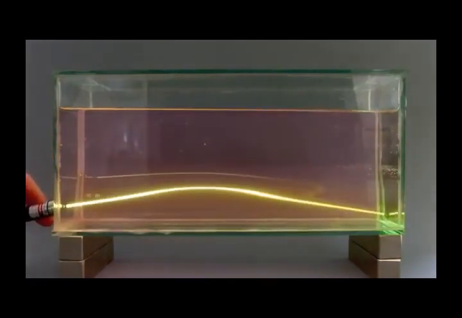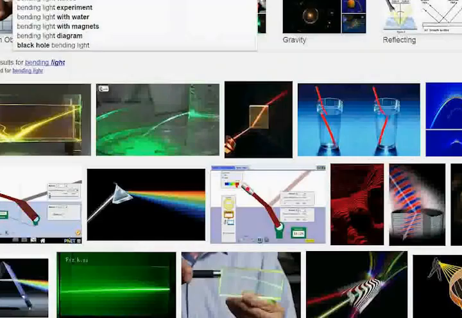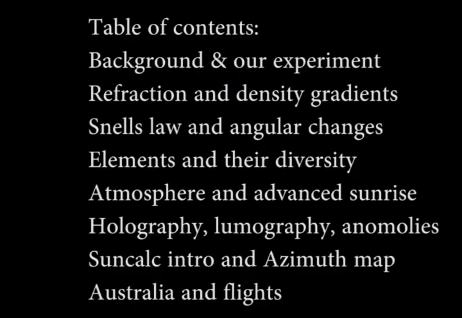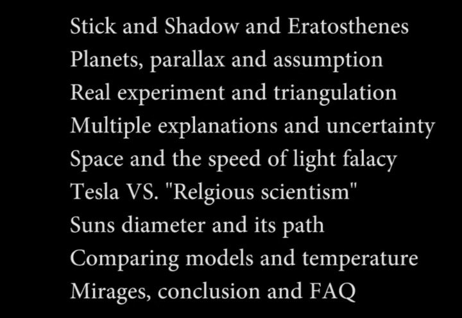We will explain why refraction is one of the most important topics in flat Earth and how it works greatly in favor of it. Other topics covered will be the stratosphere, density gradients, Snell's Law, Fata Morgana and Mirages, Nikola Tesla, the Sun Calc website, sunsets, the azimuth equidistant map, the false math of relativity, the diameter of the sun, the moon's face, light speed fallacy, and several other topics.